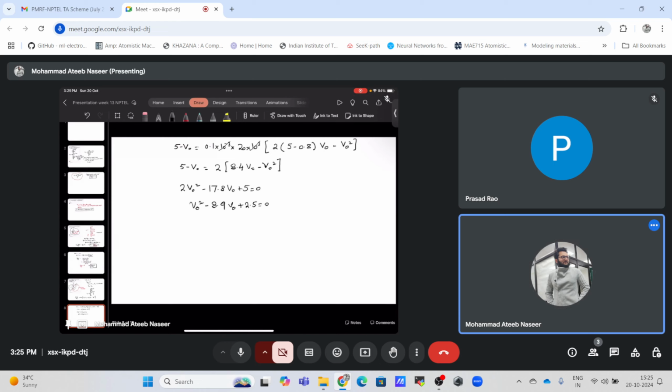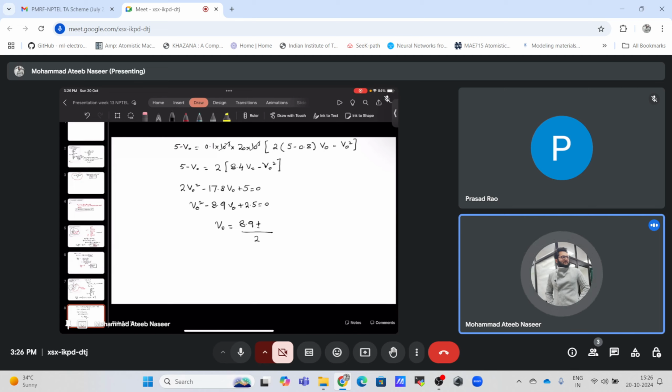So what we will obtain is a quadratic equation in V0, which is simply minus b by 2a, with b being 8.9. So let me calculate it. It cannot be plus because the output voltage V0 cannot be greater than this value, so it is plus minus. So let me write it down first. So let us use the calculator to calculate it.